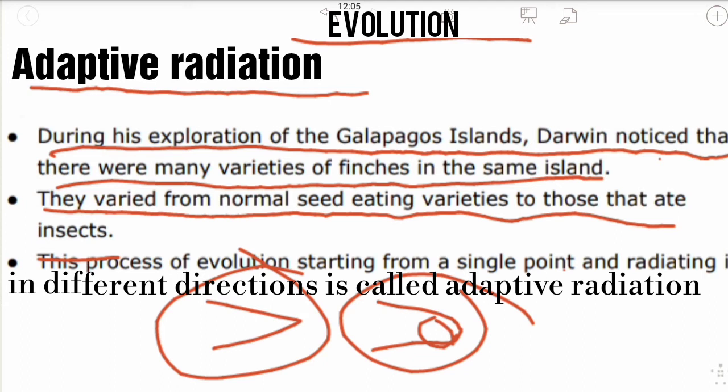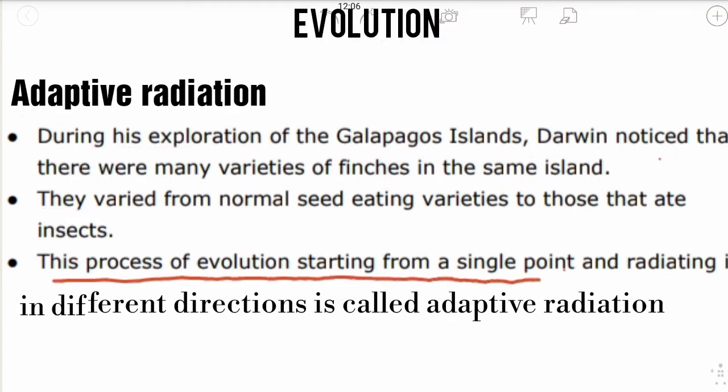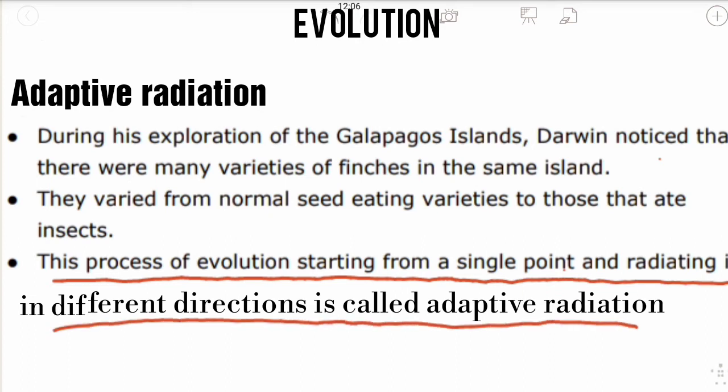From a single ancestor, there are radiations into different directions. So adaptive radiation has taken place. Mainly they varied from normal seed-eating varieties to those that ate insects. Simple. The process of evolution starting from a single point and radiating in different directions is called adaptive radiation. From a single ancestor, they radiated into different directions.